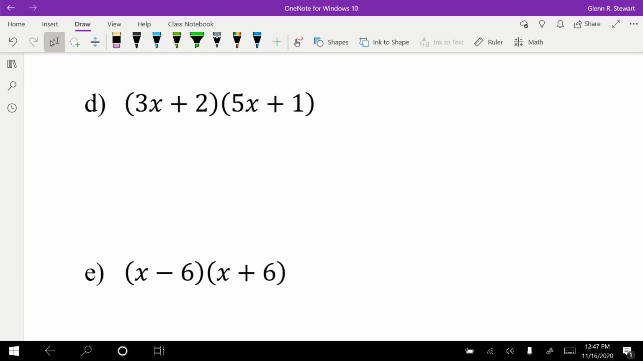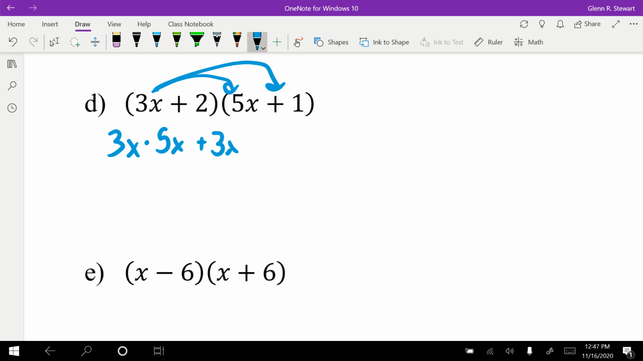Maybe about another 30 seconds or so. I'm going to write this one out the long way here. 3x times 5x, and then plus 3x times 1, plus 2 times 5x, plus 2 times 1.